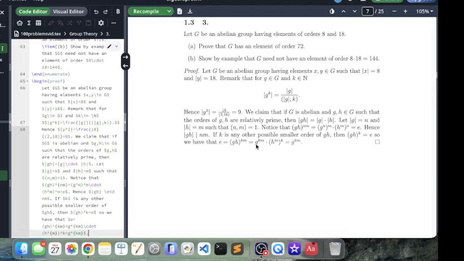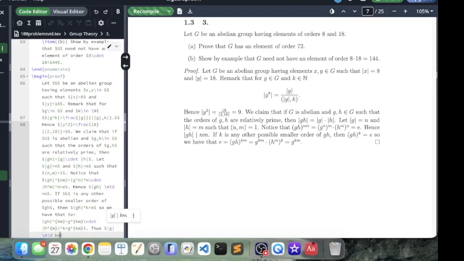Okay, so what are we saying in this line? We're saying that g to the km is equal to the identity. Thus, the order of g divides km. And I'm not going to write the order of g. I think it's more useful to look at n. So we have n divides km.